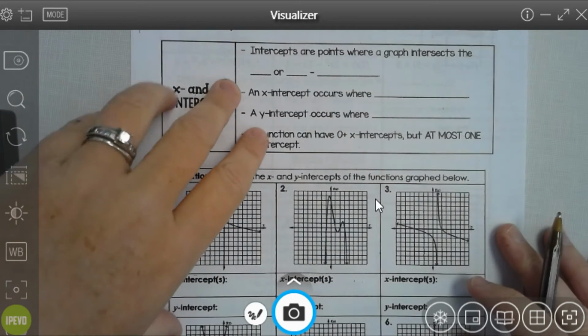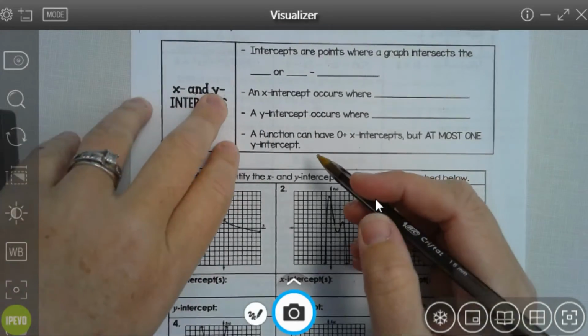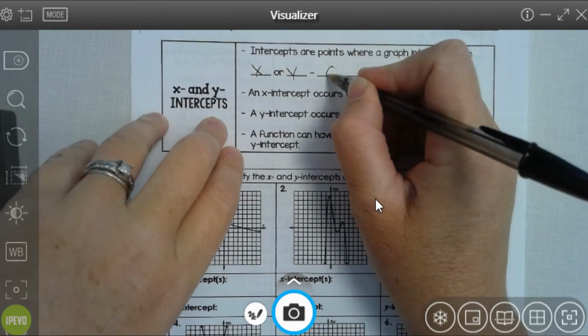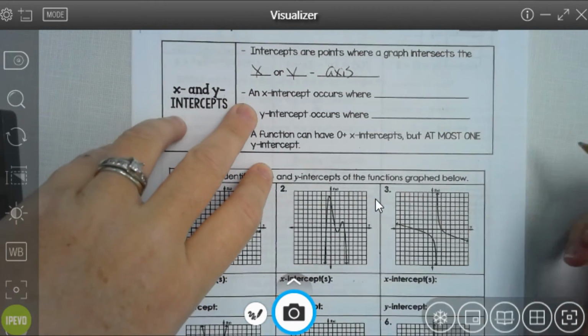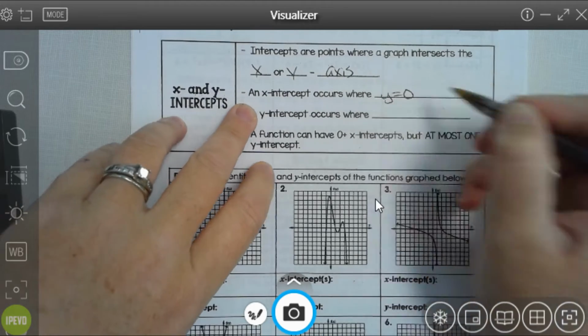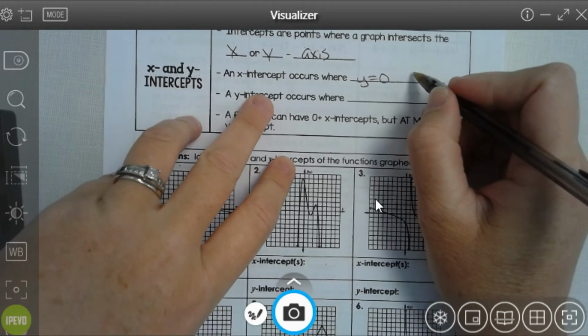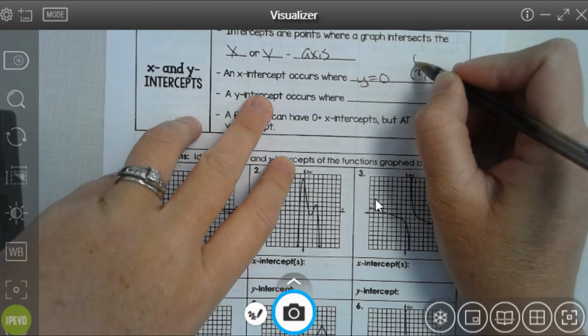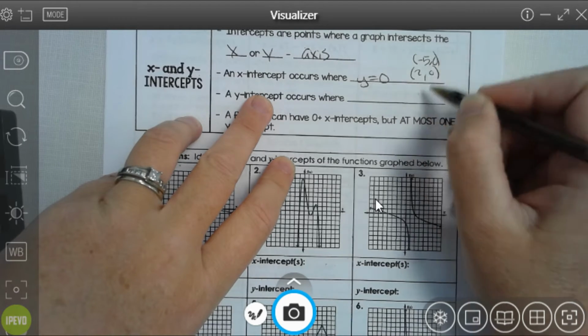All right, so intercepts are the points where your graph intersects either the x or the y axis. So x-intercepts occur where y equals 0. If you're labeling points on the x-axis, it might be like (2, 0) or (-5, 0). So that's why your y is 0.